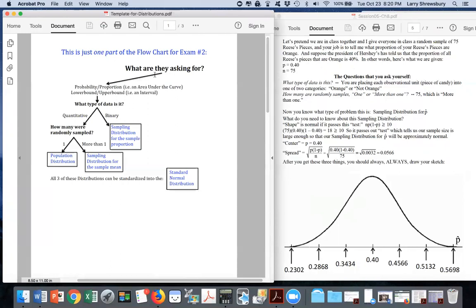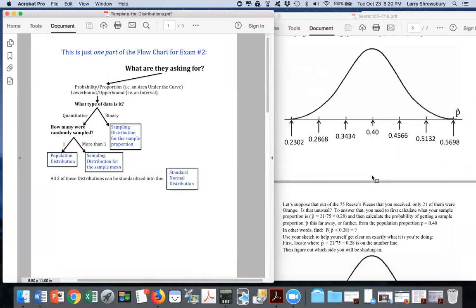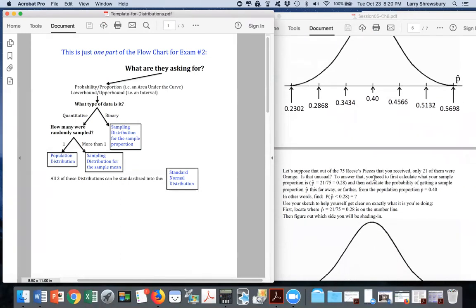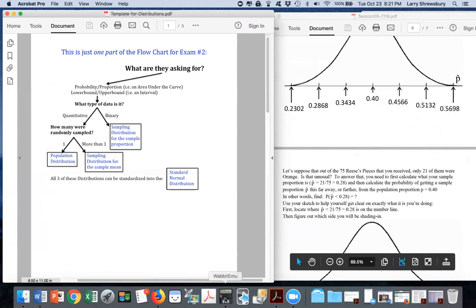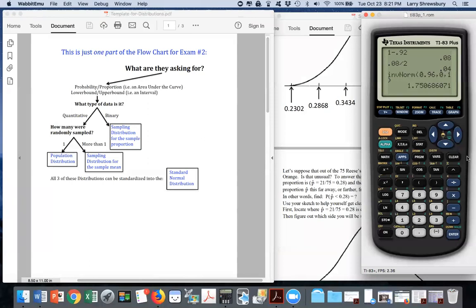Eventually what they're going to be asking us, orange, I know we have that. So we're getting all of that, and let's see if they ask a question. Let's suppose that of the 75 Reese's Pieces you received, only 21 of them were orange. So 21 out of 75 were orange.